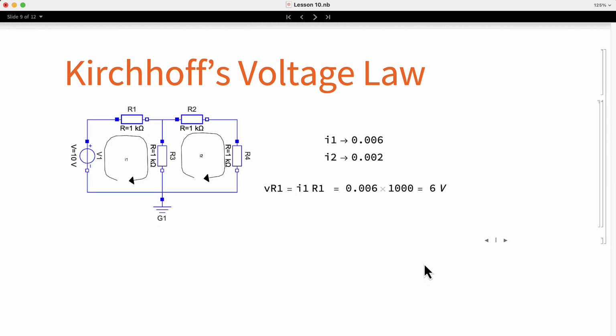Once we know the values for the currents, we can obtain any voltage in the circuit. For example, if we want to calculate VR1, the voltage in resistor 1, we can take just the current I1 times the R1 value, which in this case will be 6 milliamperes times 1 kilo ohm, and that gives us 6 volts. So resistor 1 is going to have 6 volts. We can do the same procedure if we want to know the voltages for the other resistors.